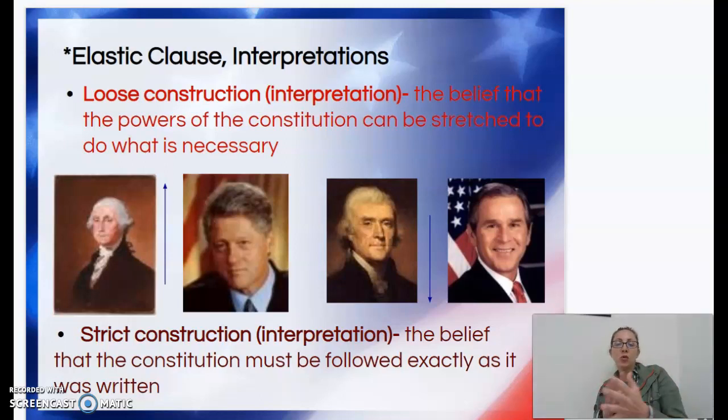So Bill Clinton, George Washington, they understood this idea of loose construction, really kind of being flexible with how you interpret what's being said. Whereas Jefferson, George Bush, they're like, if it doesn't say it in the Constitution, you really shouldn't do it. Of course, they don't always follow their own advice, and that's a lesson for a different day.